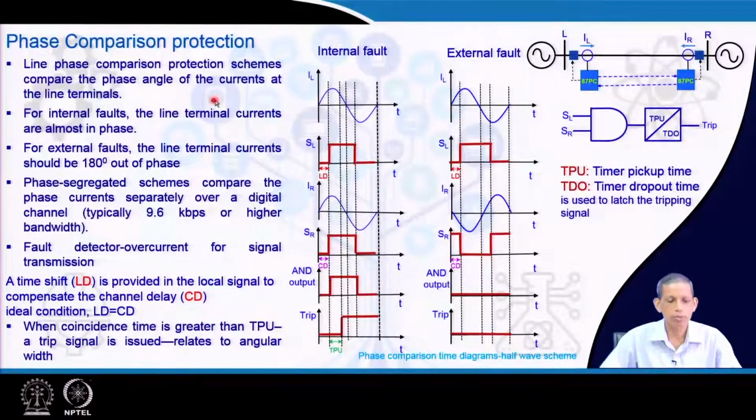So, we see from the phase comparison principle that the phase information of the current signal is taken into the rectangular wave, the positive half, and then by making an AND operation we know the corresponding coincidence time. That coincidence time is indicative of the phase angle between the two side signals, and hence the name phase comparison protection.